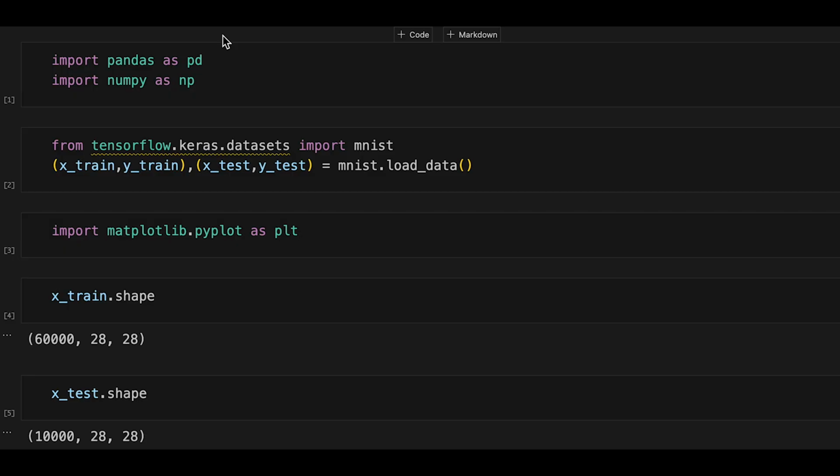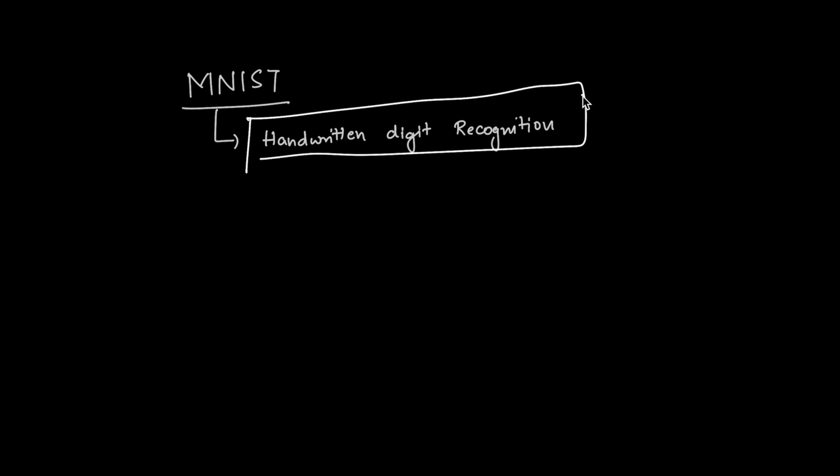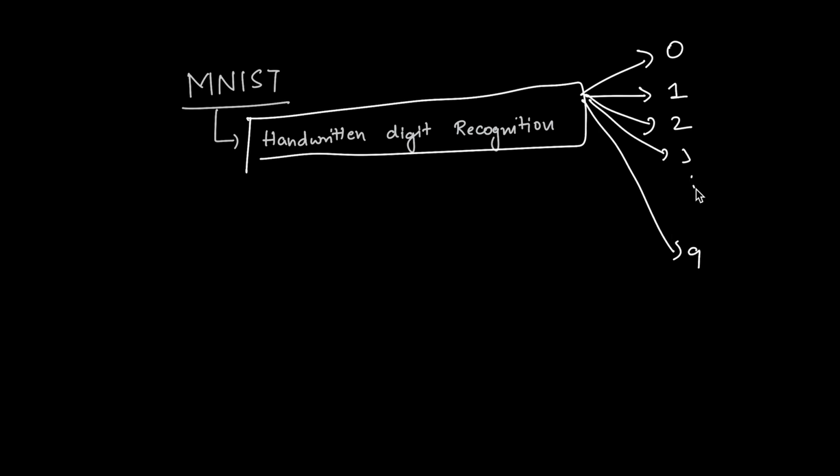Hello everyone, in this video, let's check the code for CNN, and for doing that, we'll be using the MNIST dataset. The MNIST dataset is used for handwritten digit recognition. Basically, in this, we'll have our 10 digits, that is 0, 1, 2, 3, and so on till 9. So in total, there will be 10 unique digits.